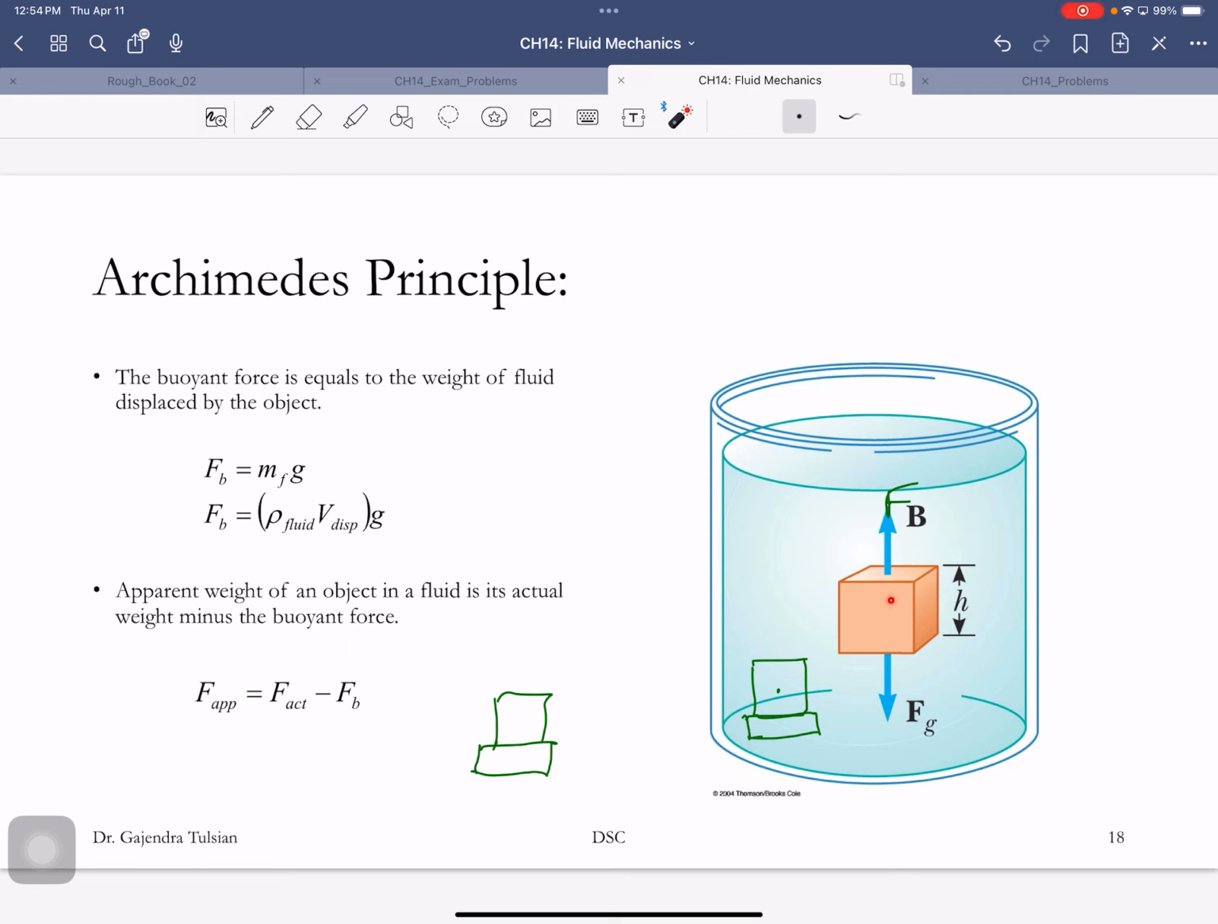Mr. Archimedes told us how large this buoyant force is. What Mr. Archimedes realized is that the buoyant force is equal to the weight of the liquid that was displaced. So when you immerse this object, you displace that much liquid, and this force is equal to the weight of that liquid. This is the density of the liquid, that's the volume displaced, times gravity. So the buoyant force is equal to the weight of the fluid that was displaced by the object.